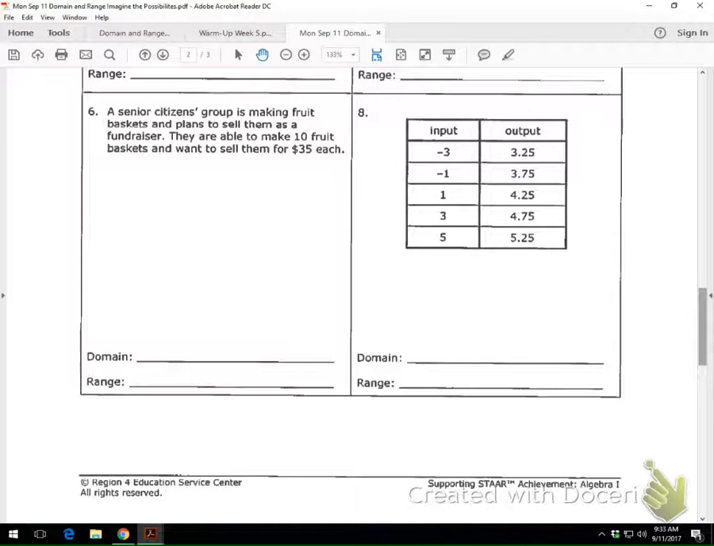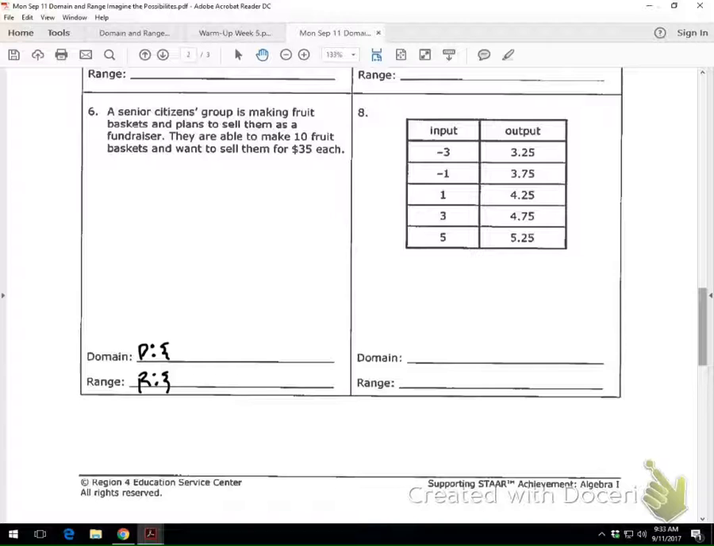Okay. All right, number 6. A senior citizens group is making fruit baskets and plans to sell them as a fundraiser. They are able to make 10 fruit baskets and want to sell them for $35 each. Okay? So, how are we going to do this? List them out. Okay, so we can go ahead and do this. D, dot dot, bracket, R, dot dot, bracket.